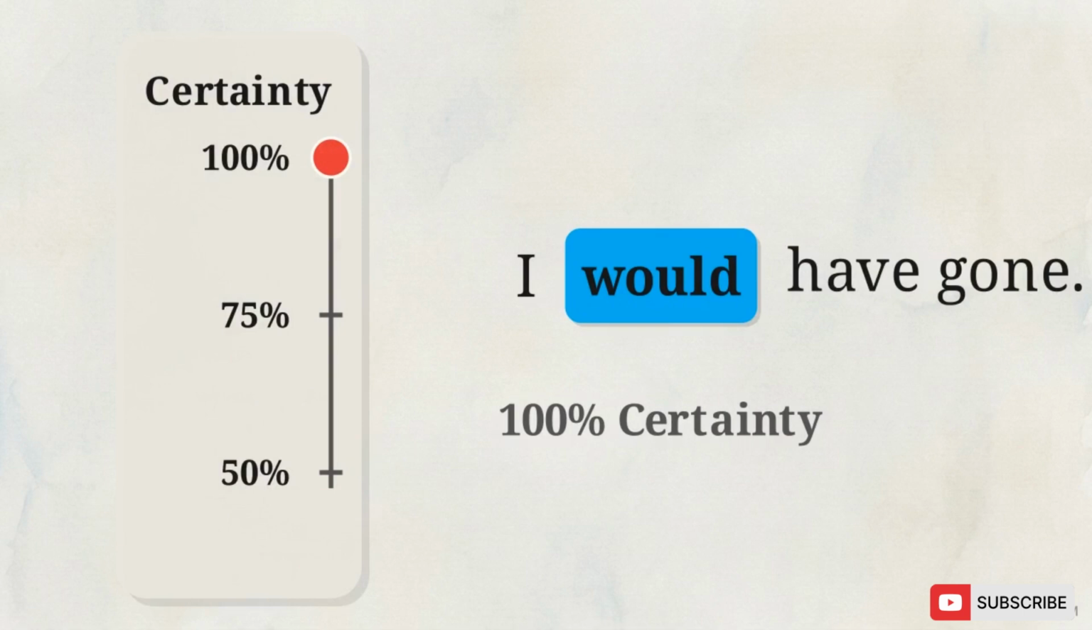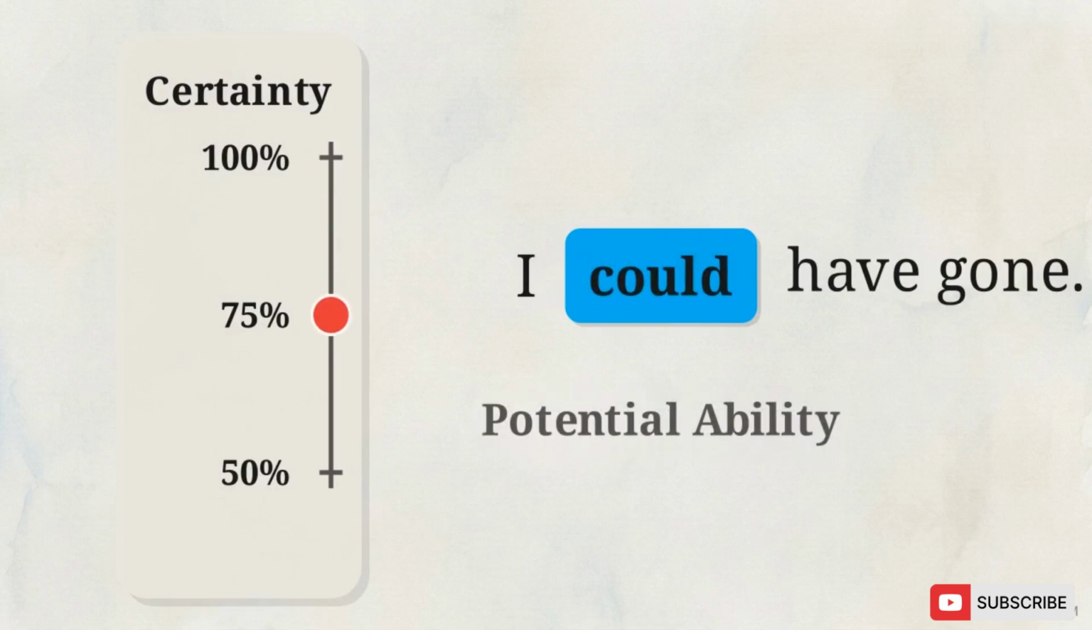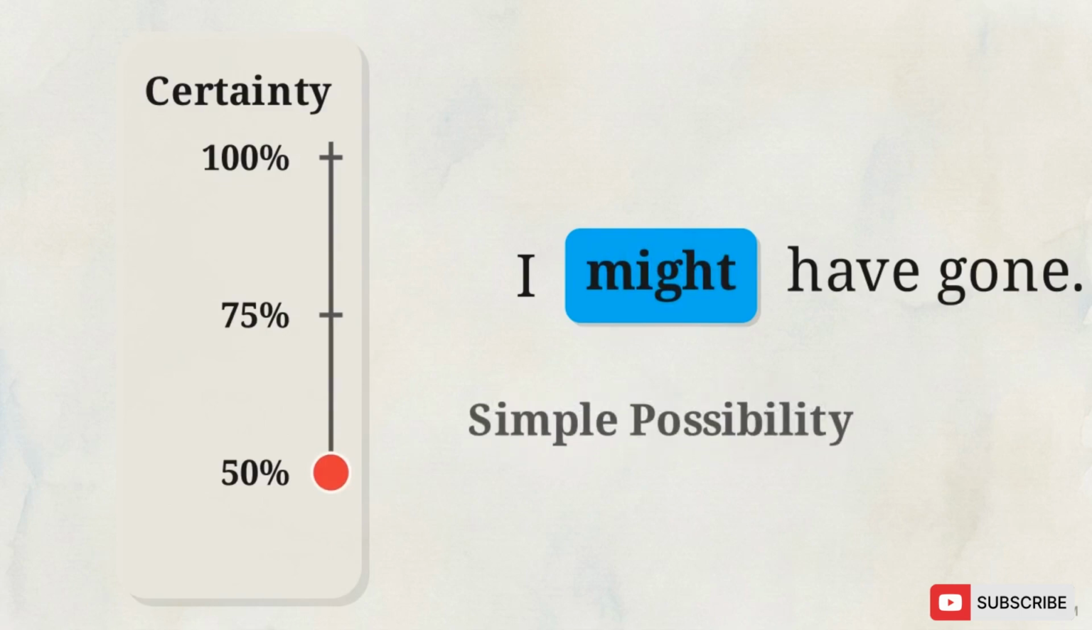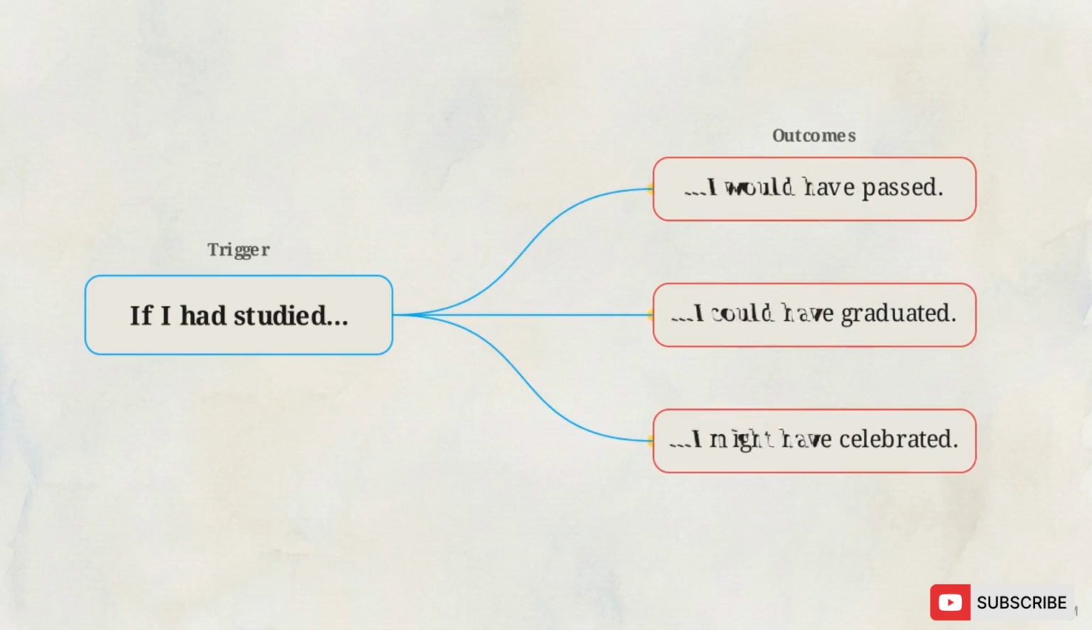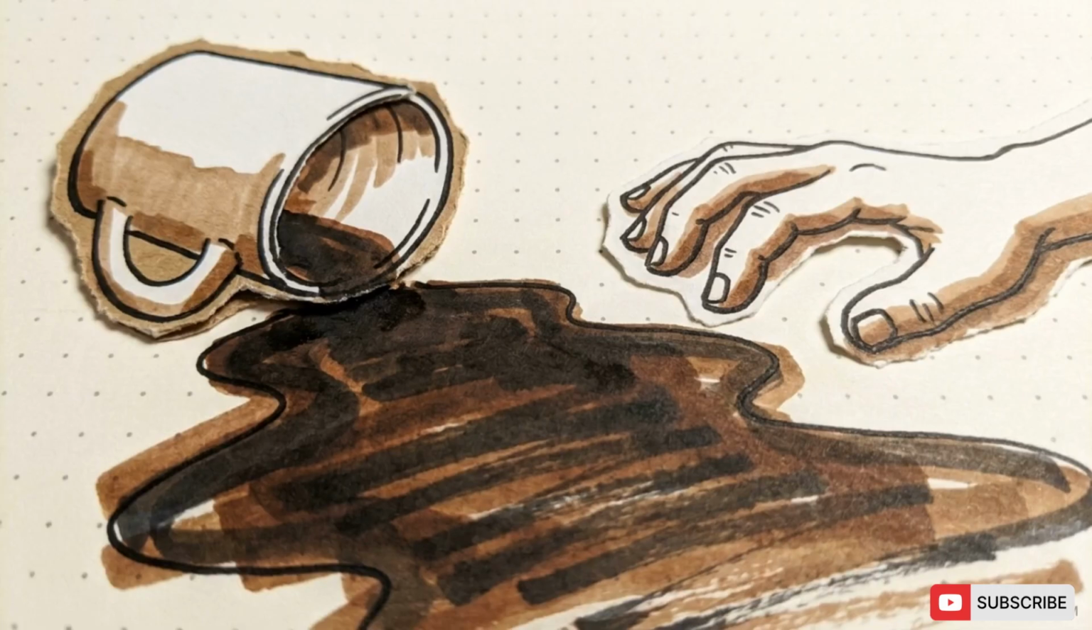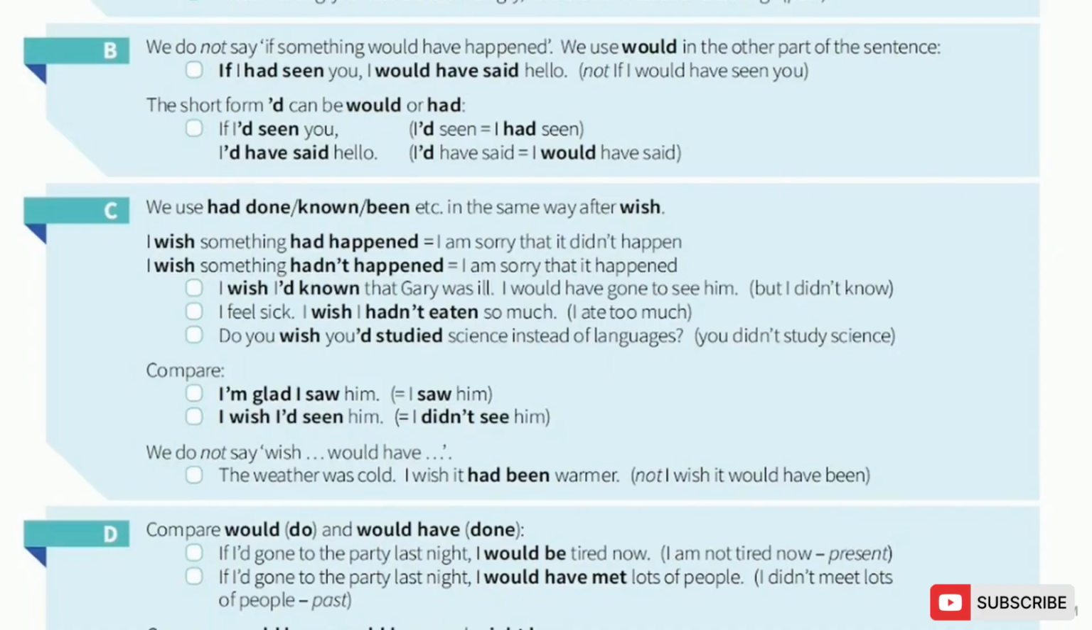You can also adjust how certain you are about the result. Swap would for could to describe a potential ability, or might for a simple possibility. Together, these two sides allow you to precisely calibrate the conditions and the certainty of your hypothetical world. Sometimes you don't need to map out a full sequence of cause and effect. You might just want to express sorrow for a reality you cannot change. Section C provides a shortcut for this, pairing the word wish directly with the past perfect tense. I feel sick. I wish I hadn't eaten so much.